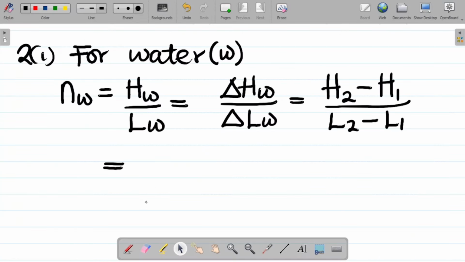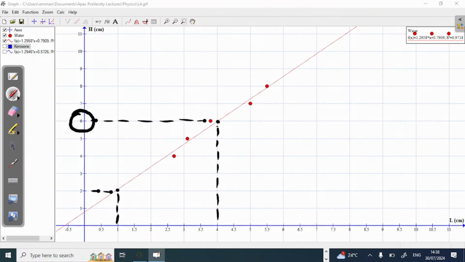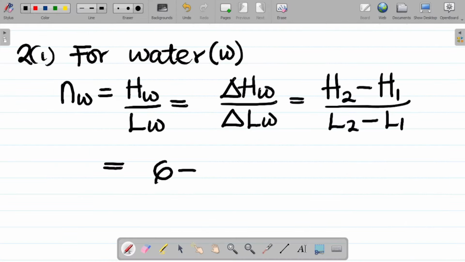So I'll come back here. My H2 for water is 6. That's equal to 6 minus, let's take H1 for water. So if I come back here now, for water here, you can see that H1 is this value here, which is what? 2. So I'll come back here, H1 is equal to 2.